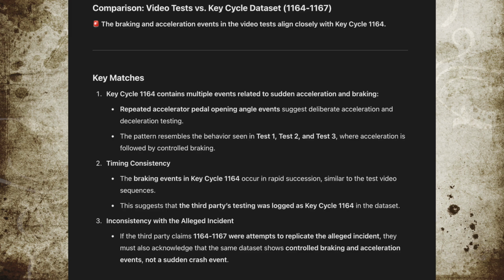Timing and consistency: the braking events in key cycle 1164 occur in rapid succession, similar to the test video sequences. This suggests that the third party's testing was logged as key cycle 1164 in the dataset. Inconsistency with the alleged incident: if the third party claims 1164 to 1167 were attempts to replicate the alleged incident, they must also acknowledge that the same dataset shows controlled braking and acceleration events, not a sudden crash event.